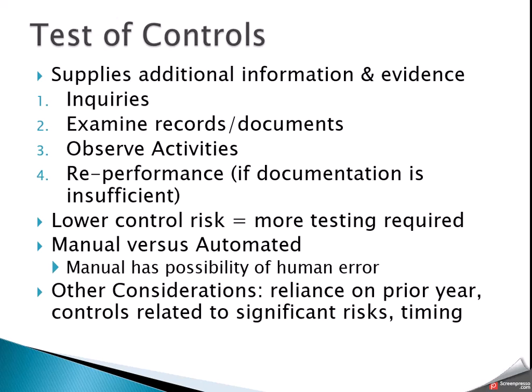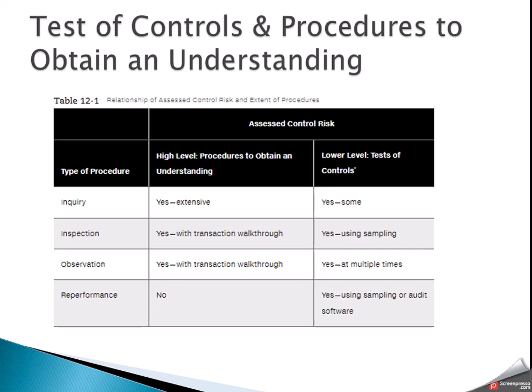Okay, then again, it talks a little bit about IT stuff in the textbook that I don't have here in the PowerPoint. Oh, I guess I do have this, I did copy this in. What this is showing you here is a relationship between the assessed control risks and the extent of the procedures that are going to be necessary. So this gives you the types of procedures that we just talked about. Inquiry of the client personnel, inspection of documents, observation of an actual transaction and process occurring, and then reperformance.